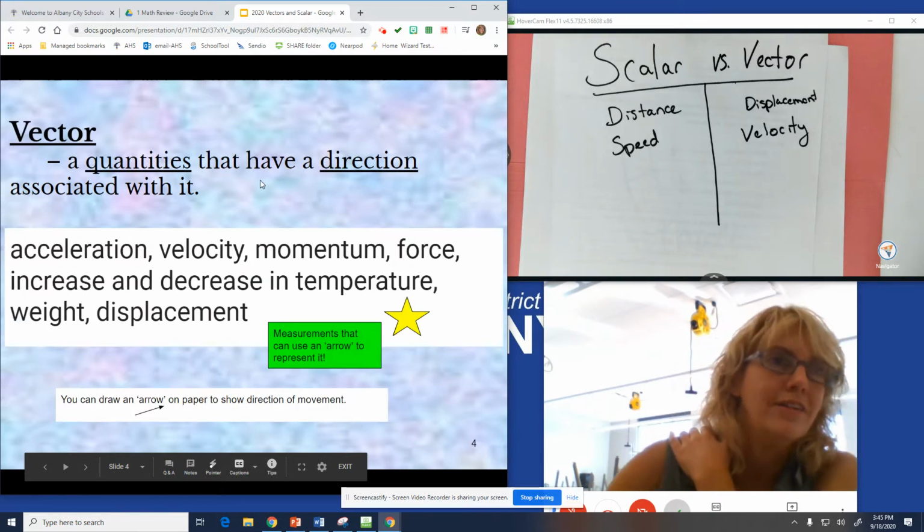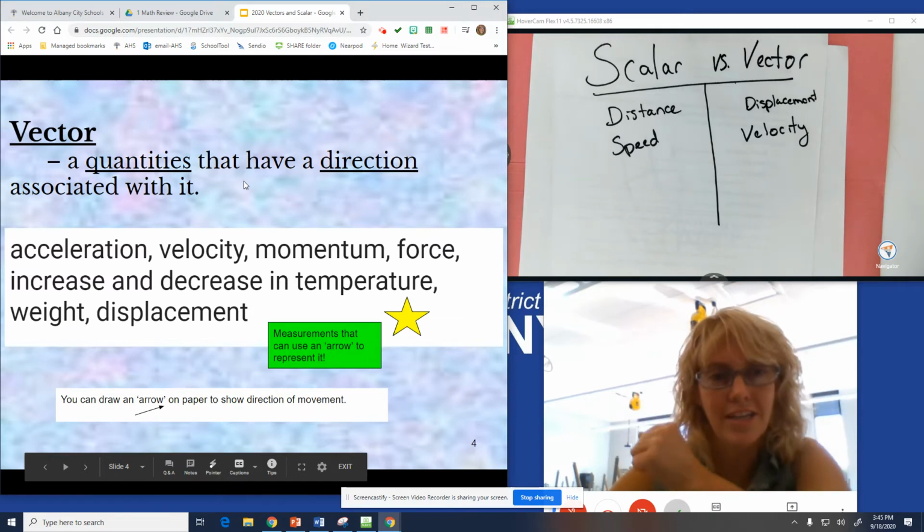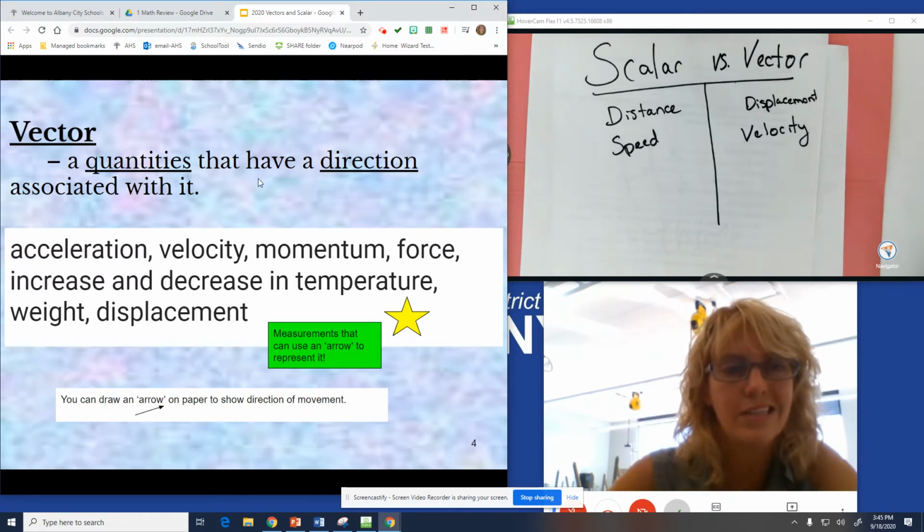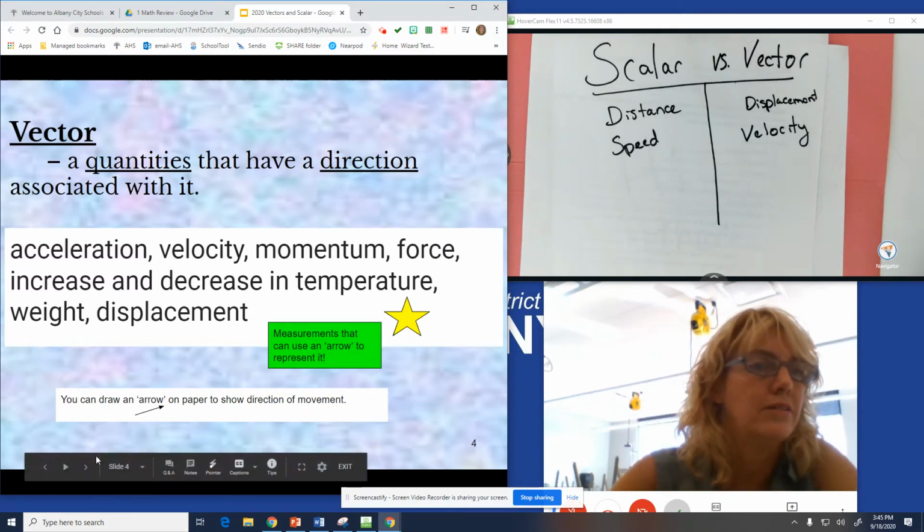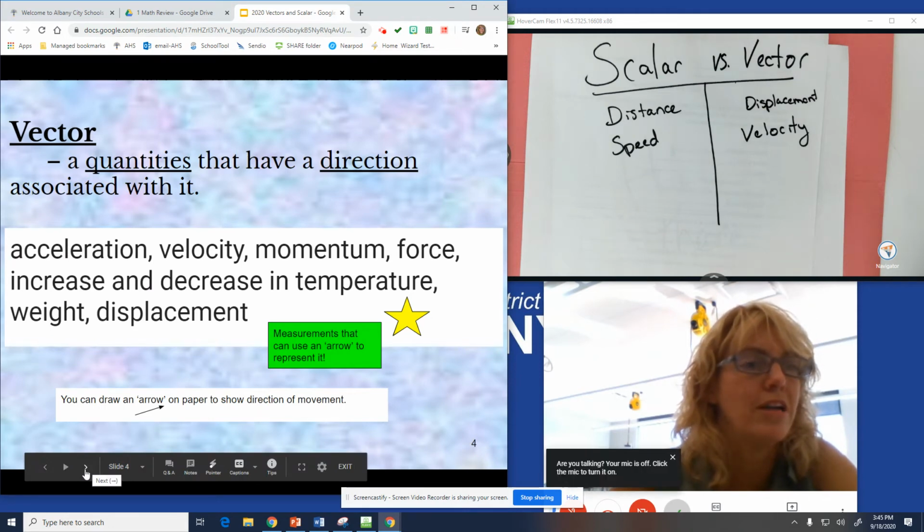All right, vector, a quantity with direction. So if we can draw an arrow, it's going to be a vector. Oh, I have no idea what you're talking about. Don't worry, just getting the vocabulary down.